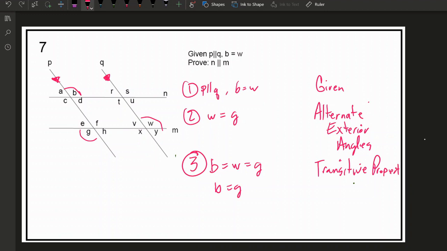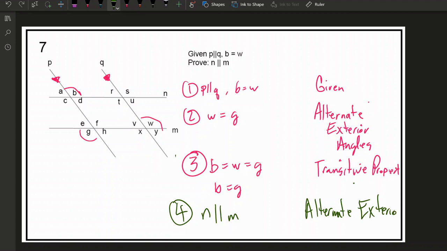And now that I've shown that B and G are congruent, I can now say that N is parallel to M because of the alternate exterior angles converse. Okay, so that's two different ways that we could do number 7. Those are not even the only ways. There are a lot of other ways that this could be done, but that's two different correct ways this one could be done.